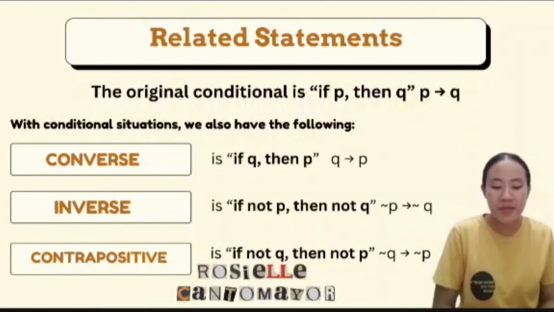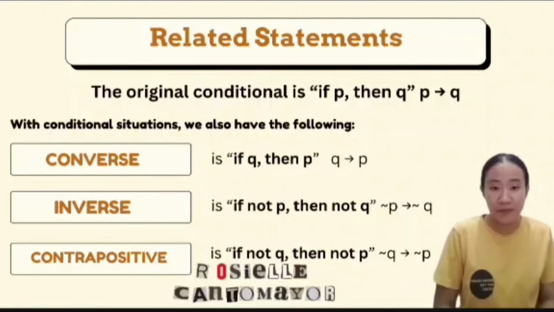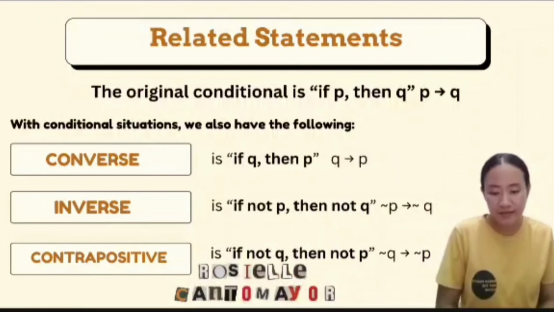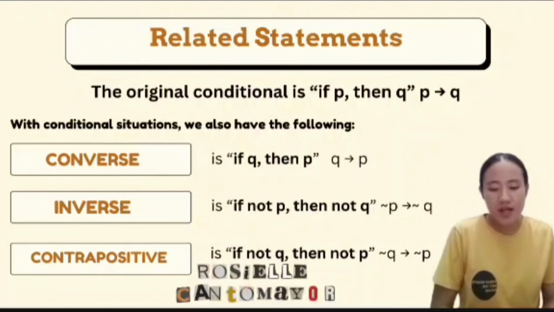Converse. If P then Q becomes if Q then P. Like for example, if a number is divisible by 10, then it is divisible by 5. Ang converse niya is, if a number is divisible by 5, then it is divisible by 10. So let's proceed to inverse.